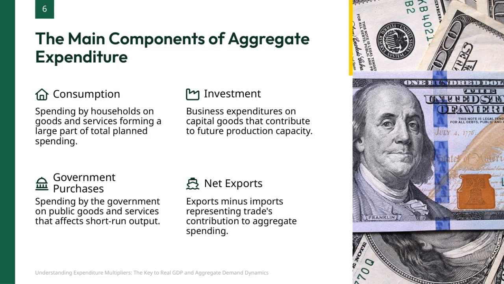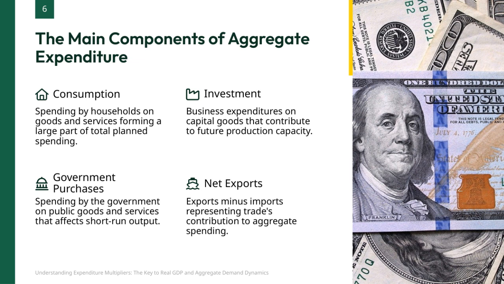Here we have the main components that make up aggregate expenditure, which is the total spending in an economy. First, there's consumption, represented by the house icon. This is the spending by households on goods and services, and it's typically the largest part of planned spending. Next, we have investment, shown with the industry icon. This refers to business spending on capital goods, which helps increase future production capacity.